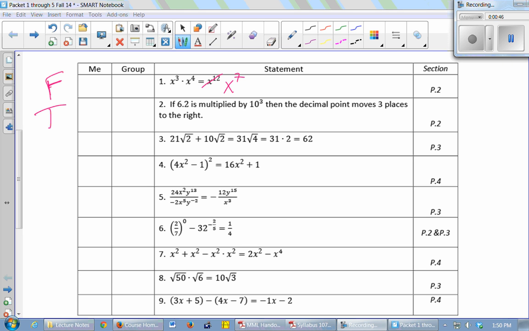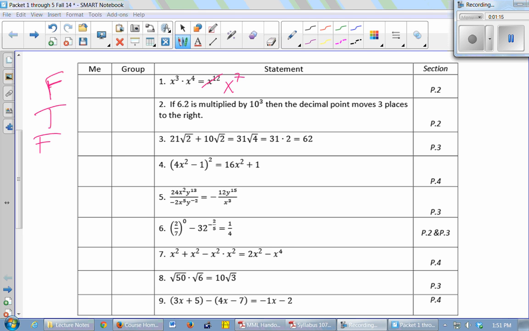21 root 2 plus 10 root 2 equals 31 root 4, which is 31 times 2, which is 62. All right, let's see. We've got false, false, false, false, false, false. True. I mean, true, it's false. Correct, it's false. What is 21 root 2 plus 10 root 2 actually equal?